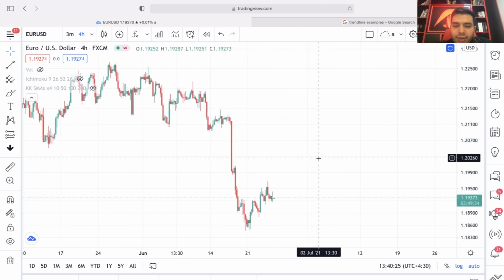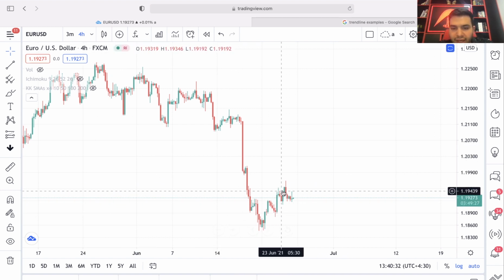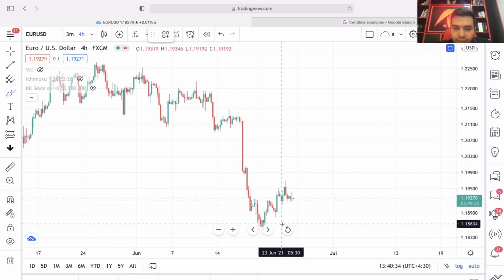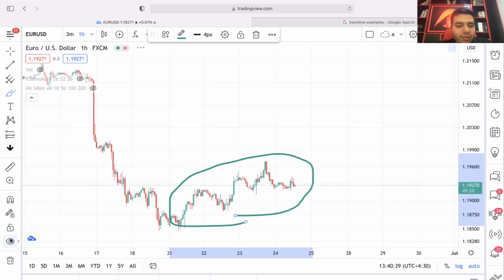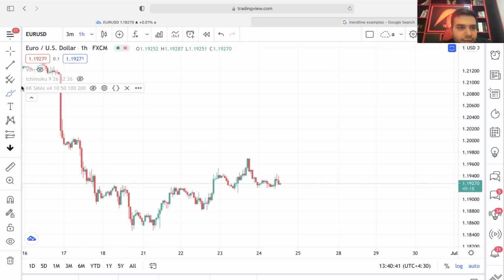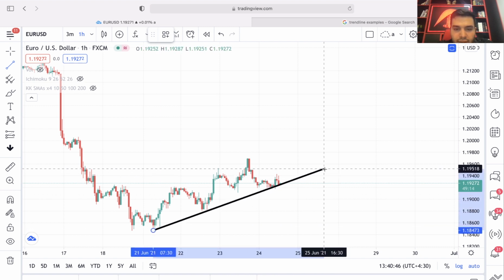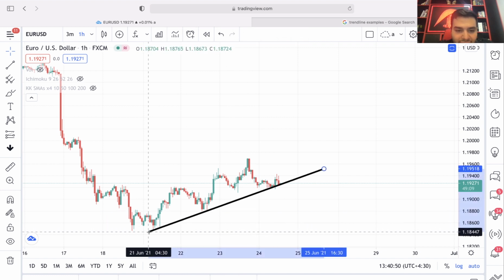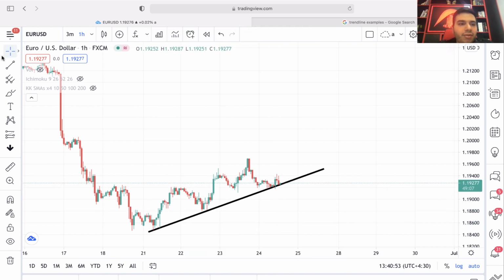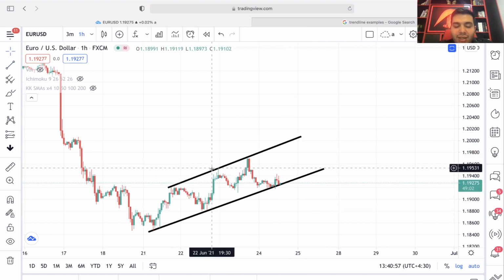Let me check if we have a perfect trend line on lower time frames. For example, we are on the 4-hour time frame. I can see a small trend here. We can go on lower time frames and draw a trend line like this, and we can see the price of the euro dollar is actually on a support area. We can sell this after the breakout. It's a channel, guys.